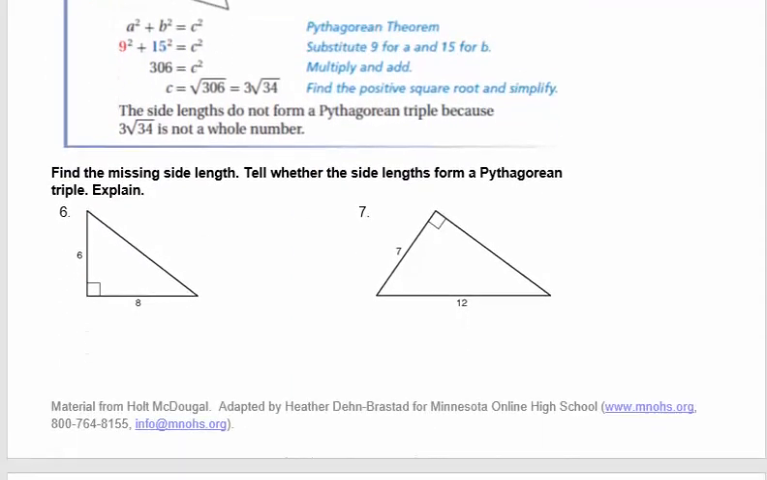So on these two problems, you're just going to find the missing side, call it x or c or whatever you want, and then see if it's a Pythagorean triple. It'll only be a Pythagorean triple if you have whole numbers for all of your side lengths, including the one you just found.